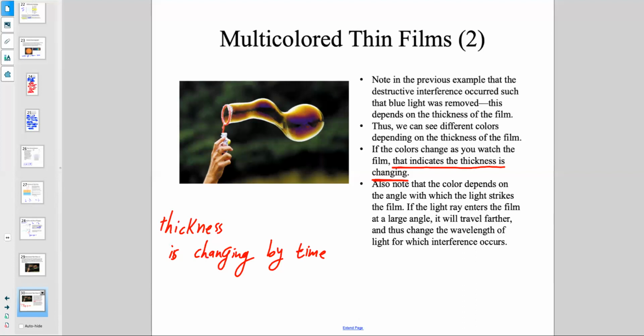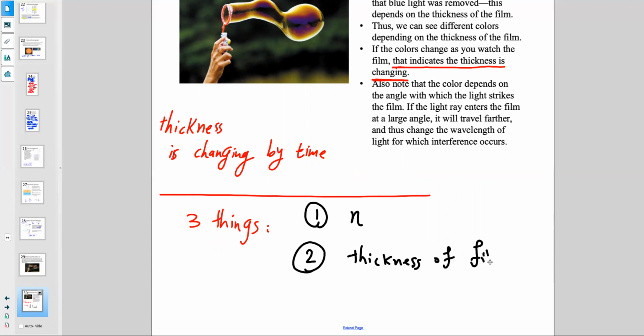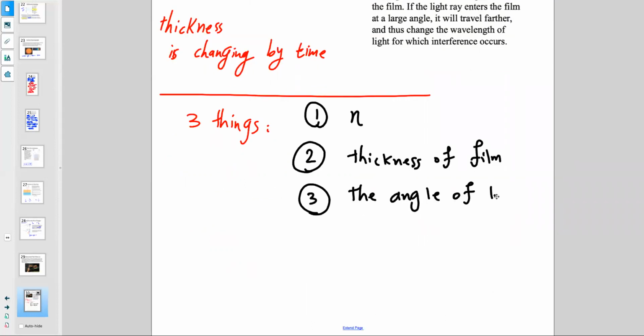So three things are important: one, n; two, the thickness of the film; and three, the angle of the light going inside the thin film. If it goes in at a different angle, we have a different phase change.